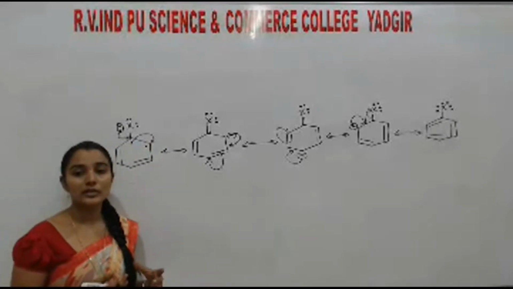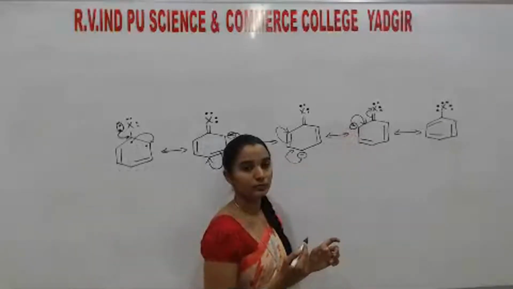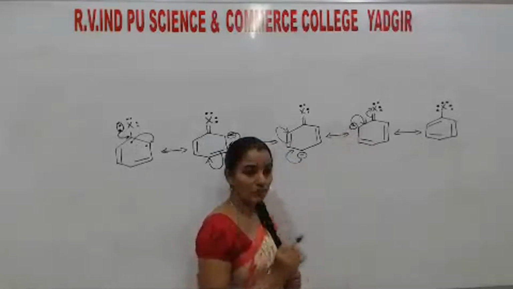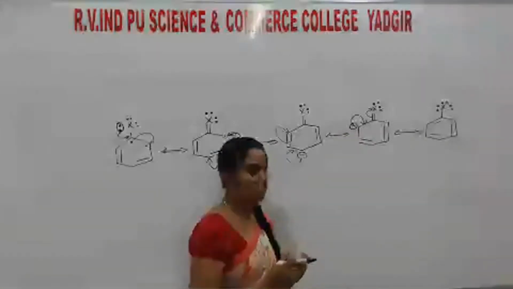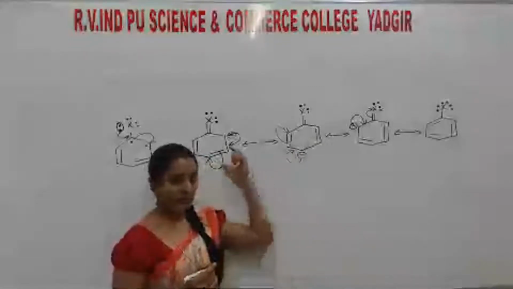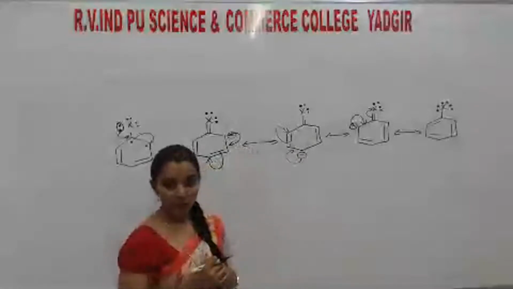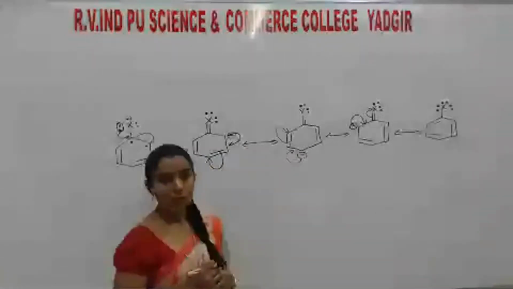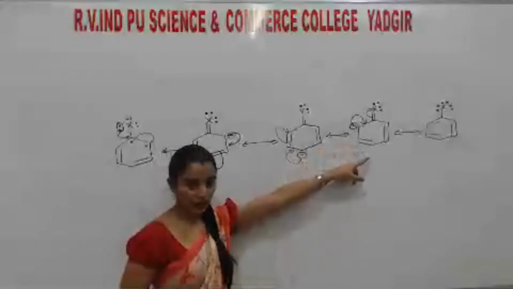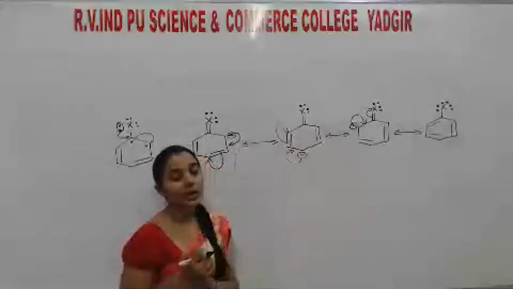So at which position is the density more? At the ortho and para positions, the electron density is more. That means if any incoming group is added to a ring where this halogen atom is present, that incoming group is directed to the ortho position as well as the para position. So these halogens are ortho-para directing groups.